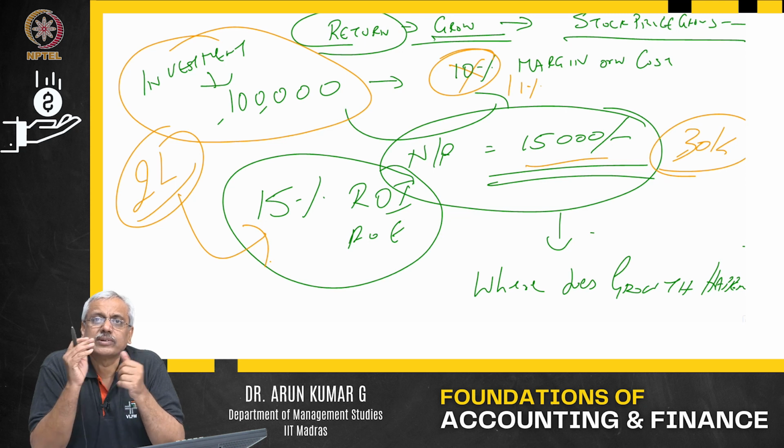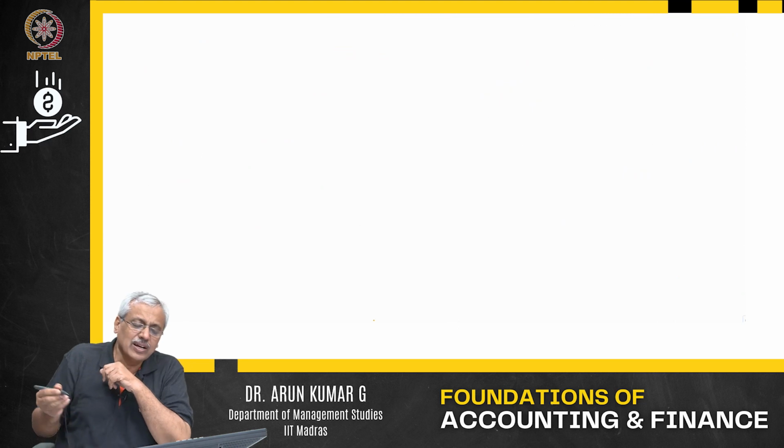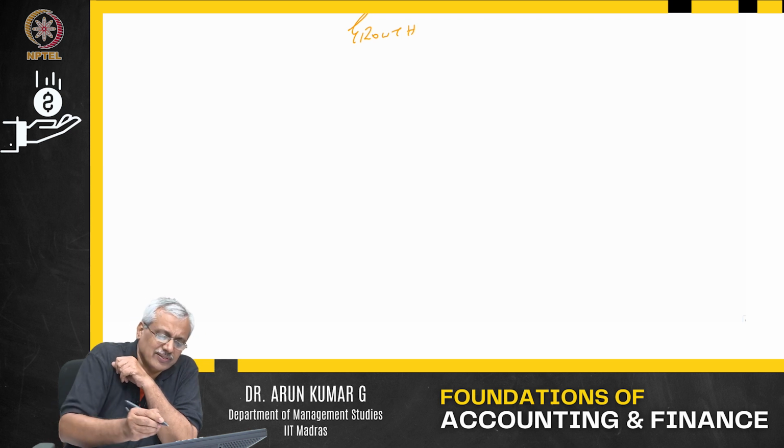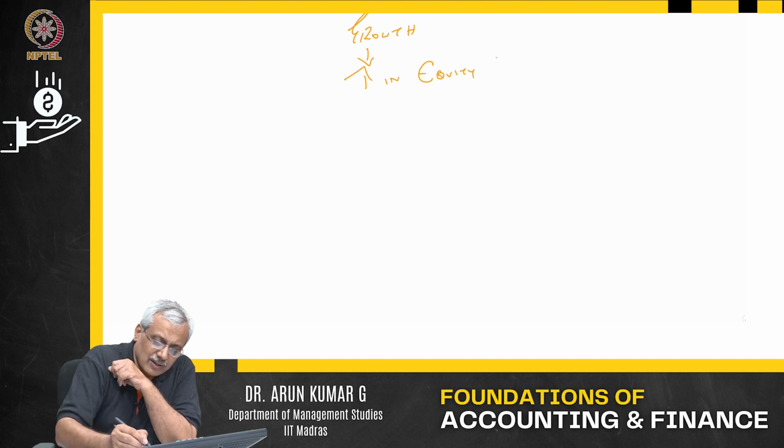How does growth happen? Growth normally happens because of an increase in your equity, or investment.